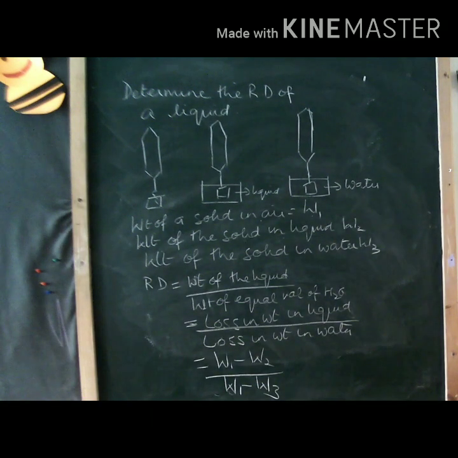So with this we can end our today's session, and we have today learned how to use Archimedes' principle to determine the relative density of a substance, right? And you will remember that the relative density of the substance is equal to weight in air upon loss in weight, or weight in air upon weight in air minus weight in water.